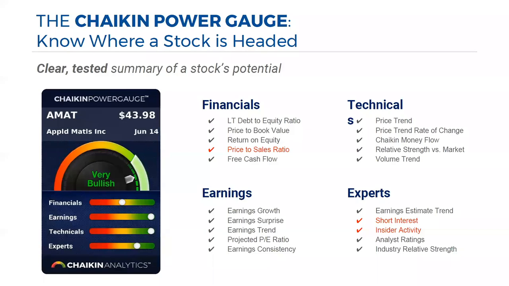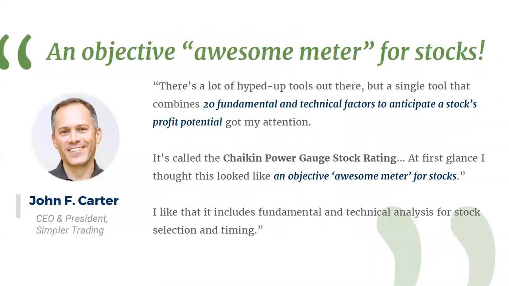Other than that, as I say, I just look at the overall rating for a stock and am satisfied with that. Now, one of our partners, John Carter, is a very well-respected stock market expert, and he calls the power gauge rating an awesome meter for stocks. So he says there's a lot of hyped-up tools out there, but a single tool that combines 20 fundamental and technical factors to anticipate a stock's profit potential got my attention. At first glance, I thought this looked like an objective, awesome meter for stocks. And he likes that it includes fundamental and technical analysis.